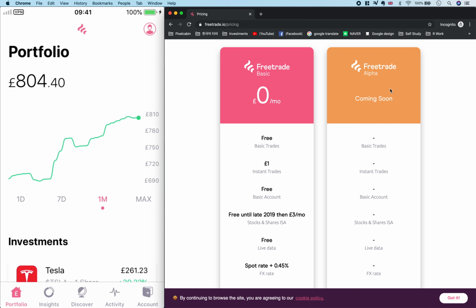And we can see that we have this Freetrade Alpha. Now, I'm not sure what is coming of this right now. We'll have more information in the future.